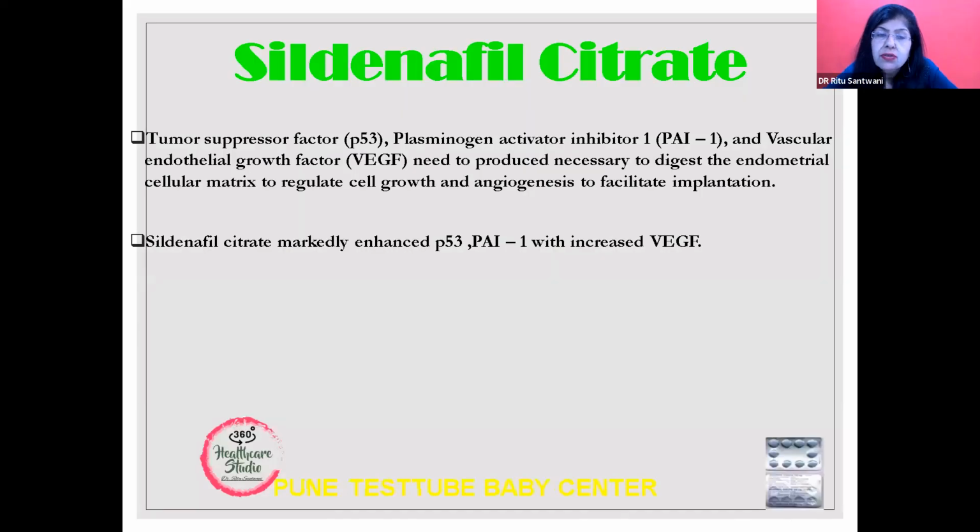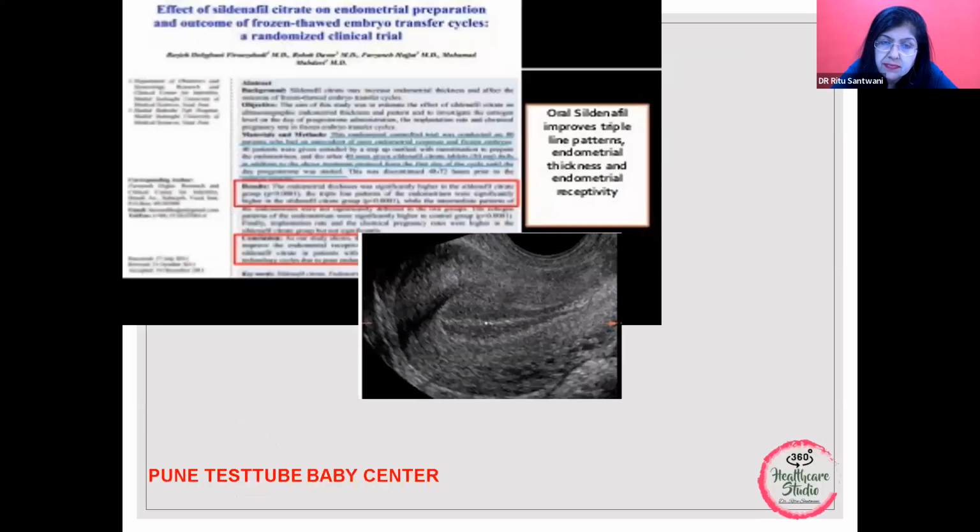Studies have shown that tumor suppressor factor, plasminogen activator inhibitor, and vascular endothelial growth factor need to be produced to digest the endometrial cellular matrix, to regulate cell growth and angiogenesis to facilitate implantation. So sildenafil markedly enhances P53 and PAI-1 with increased VEGF. There are a lot of studies in favor of this, that oral sildenafil improves the triple line pattern, endometrial thickness, and endometrial receptivity.